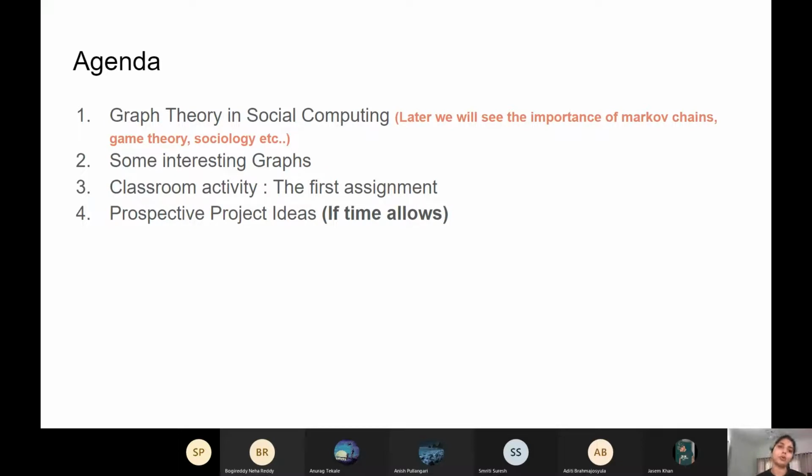As I told you, social computing is a highly interdisciplinary field and it borrows ideas from a lot of science subjects as well as computer science subjects, but today we'll talk specifically about the role of graph theory. Later, we'll see the importance of other areas like random walks, Markov chains, economics, and sociology also. Graph theory is not a very stringent prerequisite for this course, but it will really be nice if you remember some ideas from there.